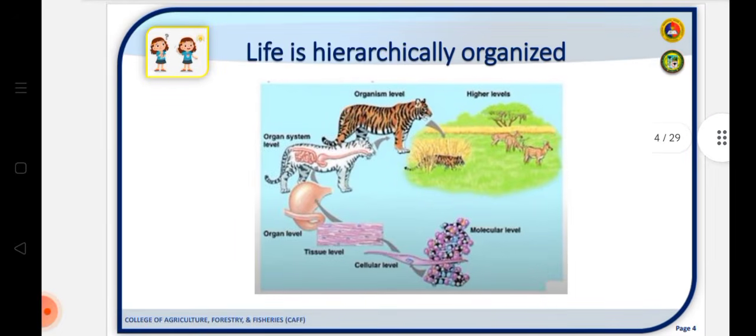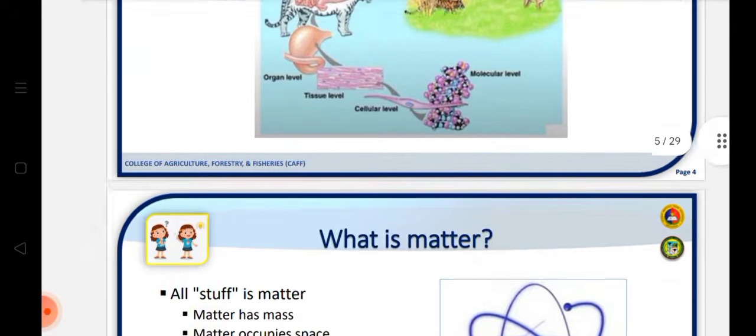We're also going to learn the unique properties of water that make it vital for sustaining life. In the previous lesson, we discussed that life is hierarchically organized from molecular level, cellular level, tissue level, organ system level, organism level, and higher levels. Higher levels are composed of the ecosystem, community, population, and the biosphere.